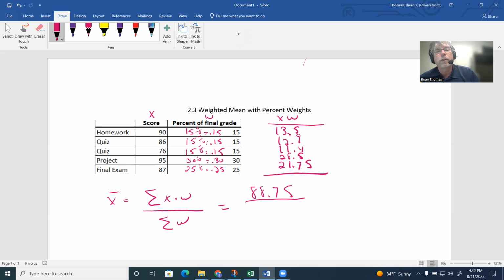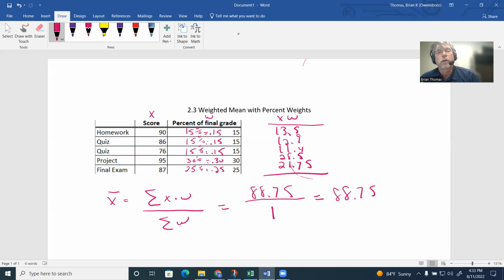Now the sum of the weights, notice that all we have to do is add these decimals or these percents. They should always add up to 100% since we're talking percentages. That's the whole grade. So 100%, or if you add these decimals together, you should just end up with 1 as an answer. So I can double check myself: 0.15 plus 0.15 plus 0.15 plus 0.30 plus 0.25. And it does give me 1. Remember, if you divide by 1, nothing changes. So that's going to be 88.75. So your score for the class would have been 88.75. And that's how weights work.